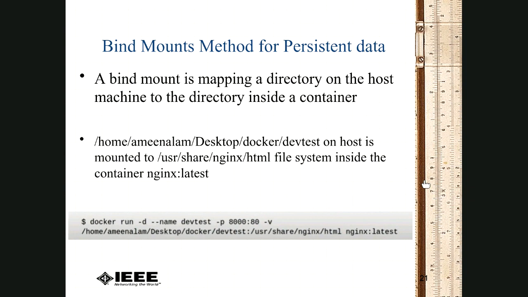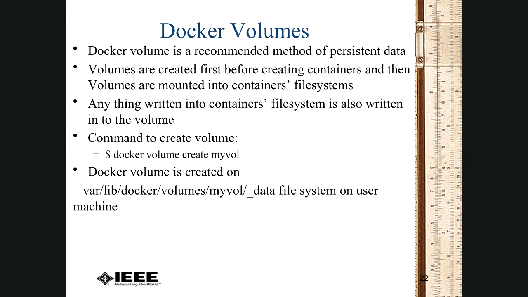Now this is the first method, the bind method. The second method is called the Docker volume. With a Docker volume, you can create a volume, for example with the docker volume create myval command. This is the name you gave. When you execute this command, the Docker utility will create a folder under the name myval in /var/lib/docker/myval.